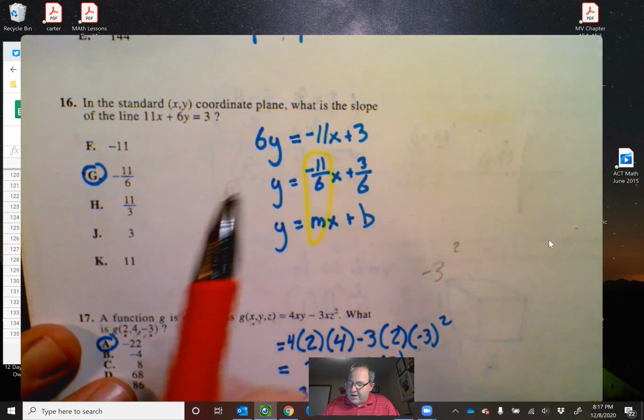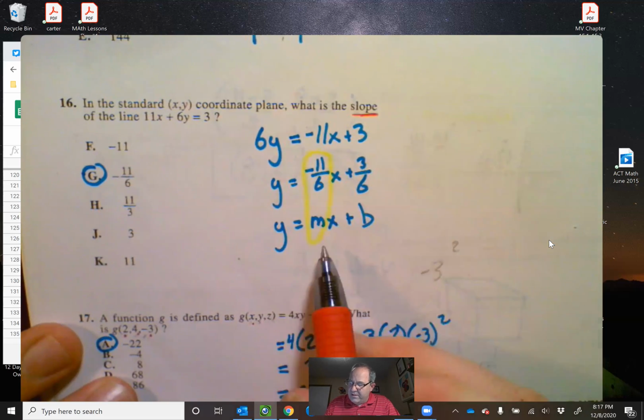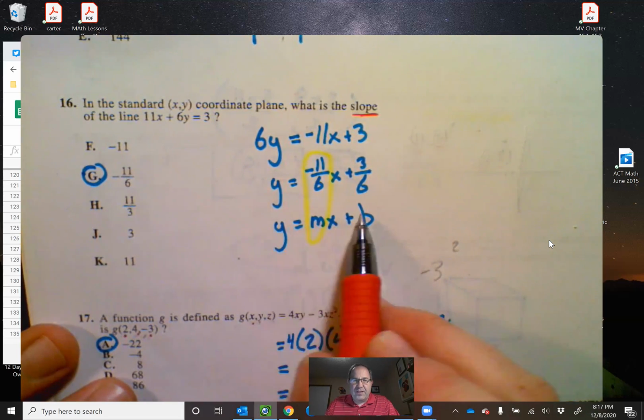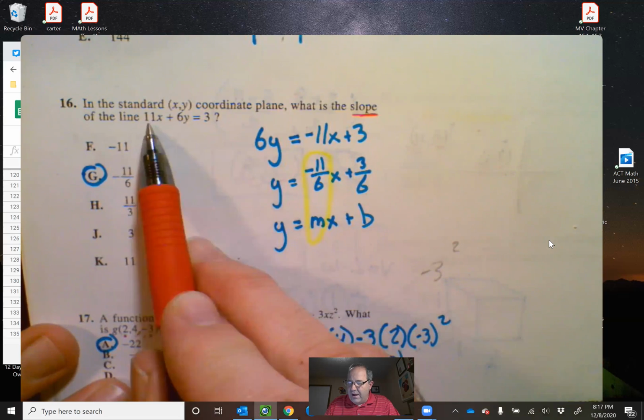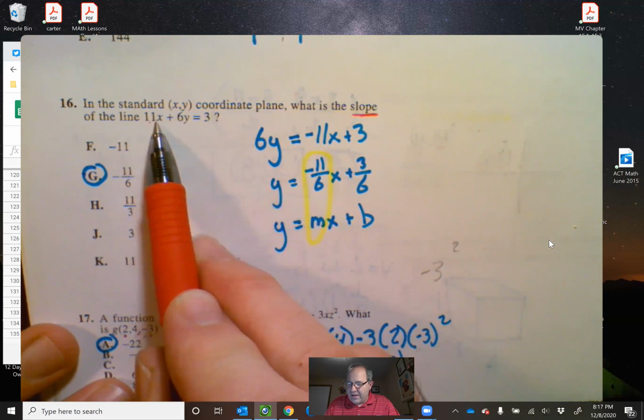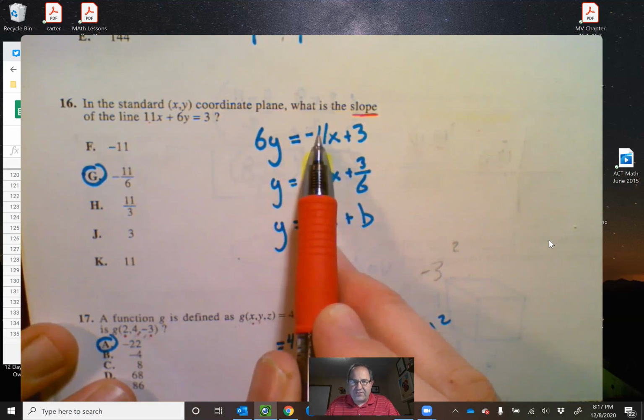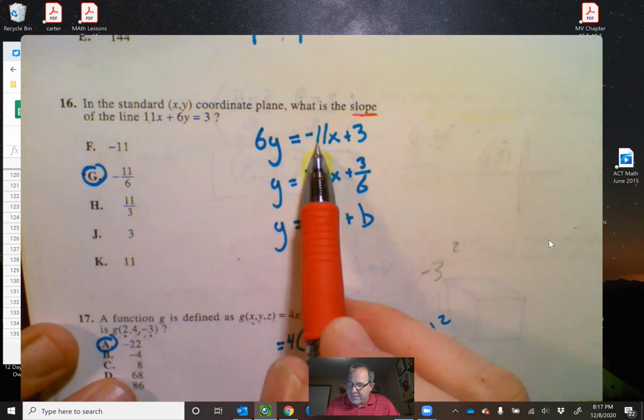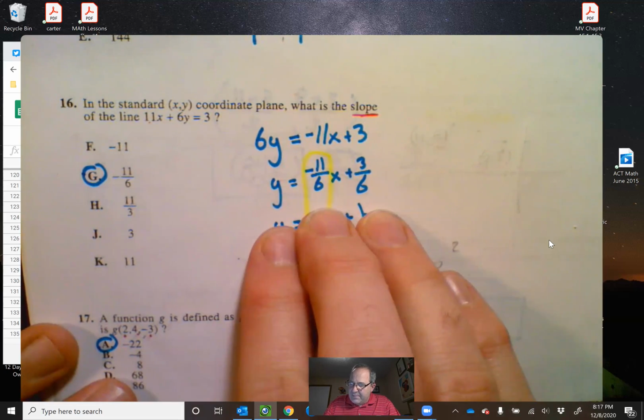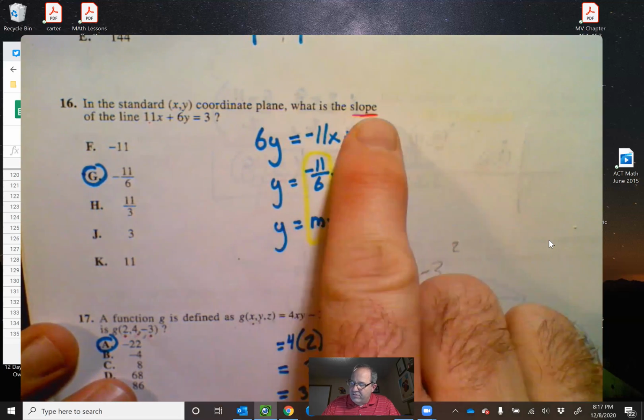16, they're asking for the slope. So we want to think about that equation y equals mx plus b. So I just went ahead and solved for y. Like I subtracted 11x from both sides. That's how this is a -11x. And then I divided everything by 6. And I just stopped there. I didn't bother simplifying it. The question says, what's the slope?